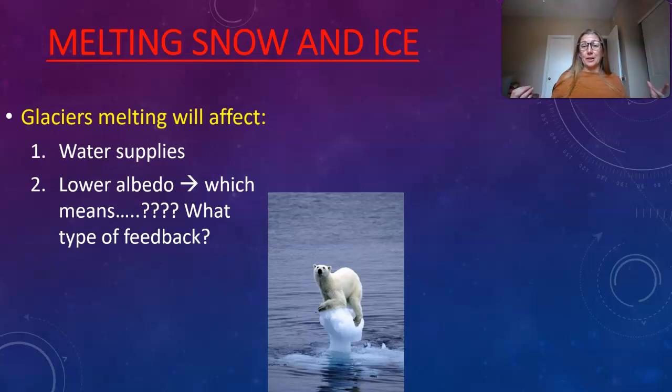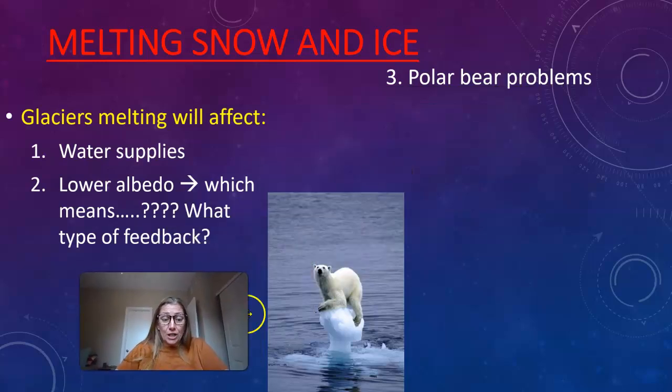Now that soil, having a low albedo, low reflectivity, is going to absorb a lot of heat. As that soil heats up, it's going to melt even more snow and ice, exposing even more dark surfaces, which are then going to absorb even more heat and melt even more snow and ice. Think about what type of feedback loop that would be, positive or negative. I'll give you a moment. It's a positive feedback loop, pushing the system further in another direction.